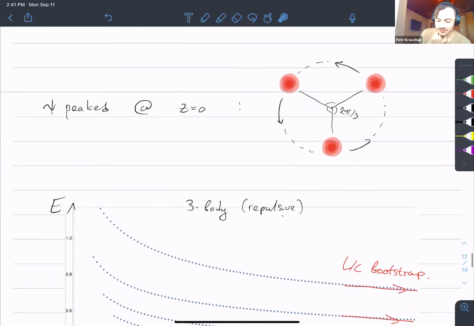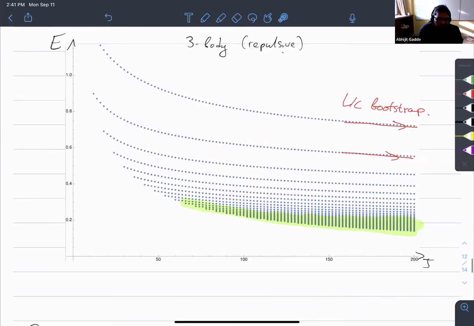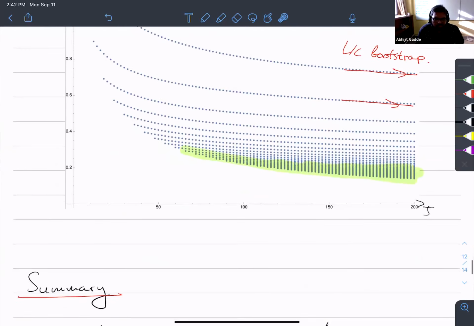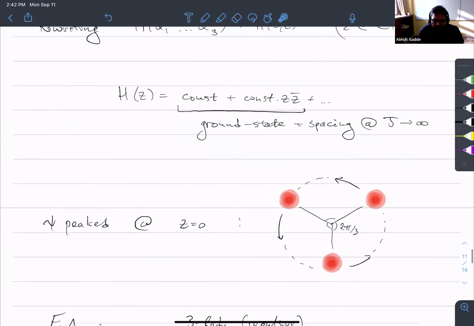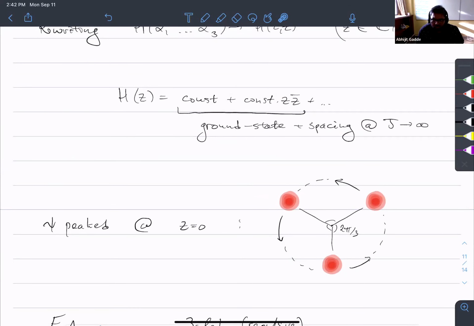So sorry for going over time. That's okay, Petr. I should have asked this earlier. With three particles, you can talk about J1 and J2, right? But you just talk about J. So you probably have some particular thing in mind.